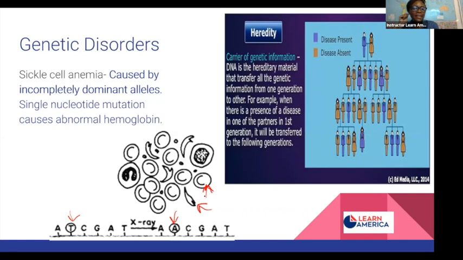And so now, DNA is a hereditary material that transfers all genetic information from one generation to the next. For example, if there is a presence of a disease in one of the parents in the first generation, it will be transferred on to the next. So in this pedigree chart I have here on the right, you could see where we've shown that dad is a diseased parent carrying this particular disease. Mom isn't. And as they have kids, you could see how the trait is passed on, and it will be passed on to each generation.